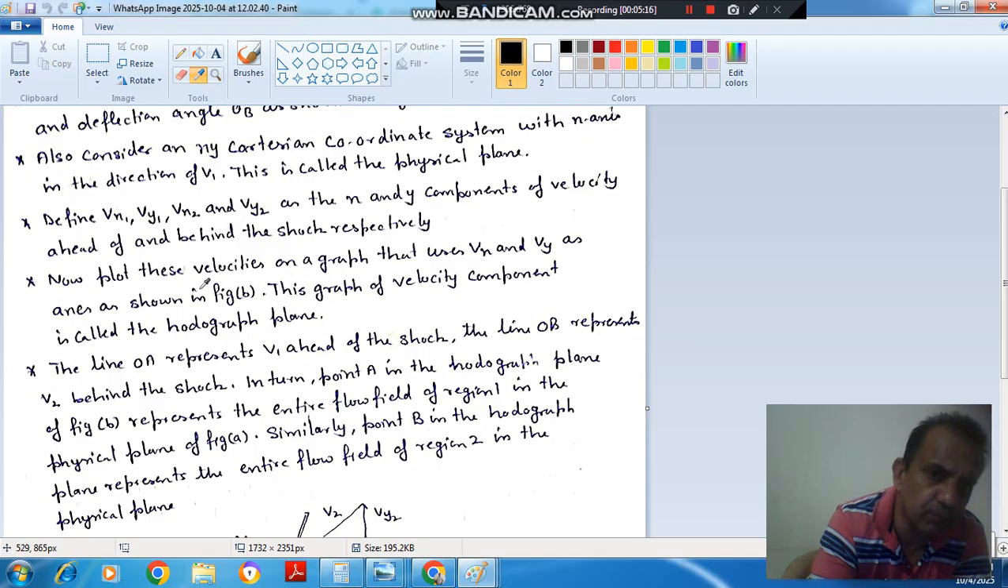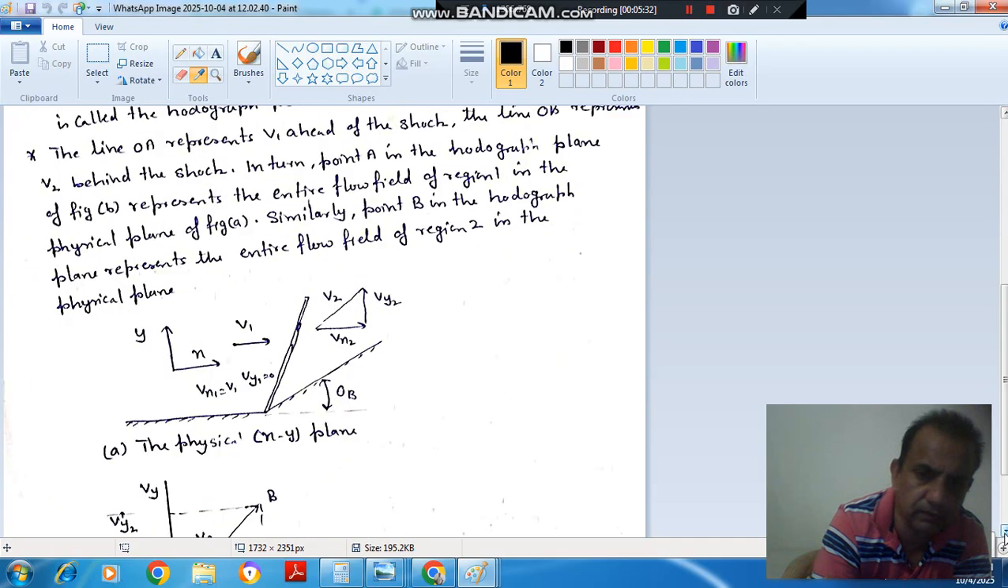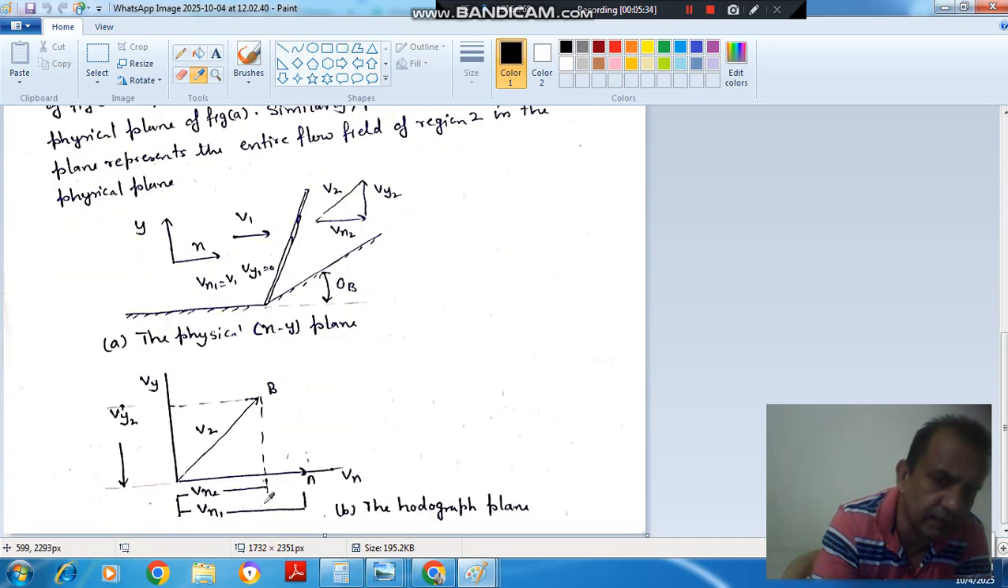Now plot these velocities on a graph that uses Vx and Vy as axes, as shown in the figure. This graph of velocity components is called the hodograph plane. So this is Vx and this is Vy. Before the shock there is only Vx, so it is Vx1 or point A, and after the shock both Vx2 and Vy2 are there, so this is Vx2 and this is Vy2, and this is the final point.